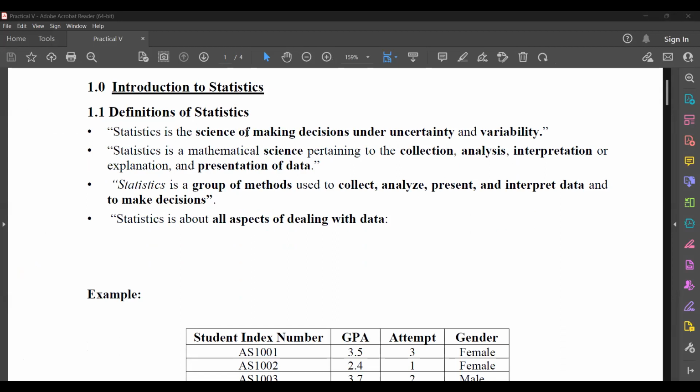One is statistics is the science of making decisions under uncertainty and variability. Basically, as statisticians, when we have a problem and once we give a conclusion or a decision, we give our decisions or conclusions under uncertainty, right?